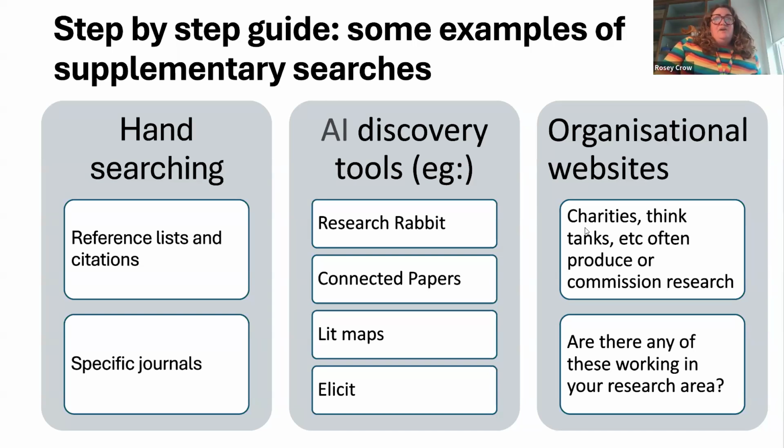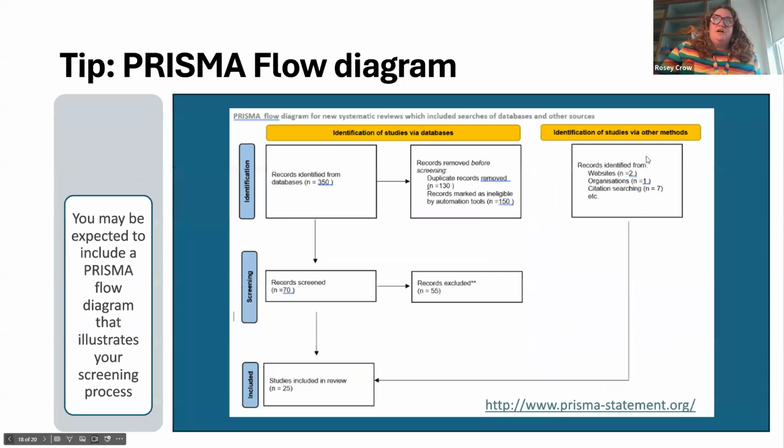And then we've got those things like organizational websites. So there may be charities or think tanks working in your area. If we think again about the setting of prisons, there are people like the Prison Reform Trust who produce research. Is there research from them that you want to include? This is your opportunity. And you would note those on your PRISMA flow diagram over here, and they would then be included in the total studies that you are putting into your review.